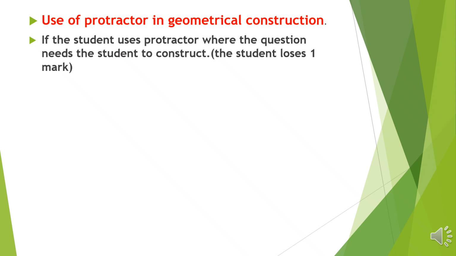Use of a protractor in geometrical constructions is a mistake. If the question tells you to construct using a pair of compasses, and let's say construct this angle and so on, then you end up measuring the angle. That means we will mark everything, but at the end of awarding the total marks, we will subtract 1 mark. So if the question carries 10 marks and there is some place where you measured an angle using a protractor, then you'll end up getting 9 marks.